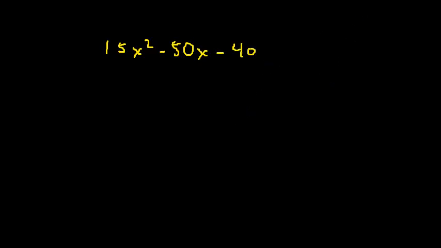Again, the first thing we always need to be looking for is a greatest common factor in all of my terms. In this case, I do have a greatest common factor of 5. I can factor that out, leaving me with 3x squared minus 10x minus 8. Now I'm going to factor this trinomial in here.